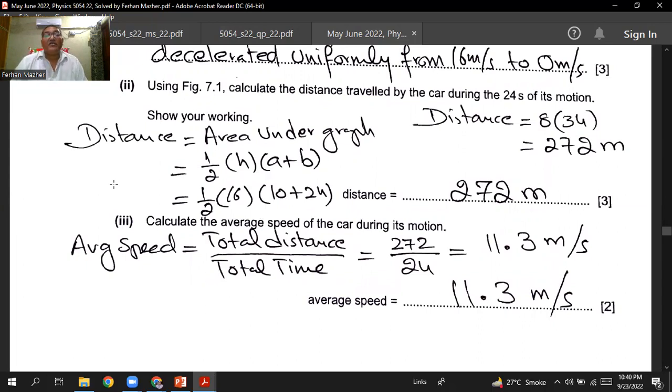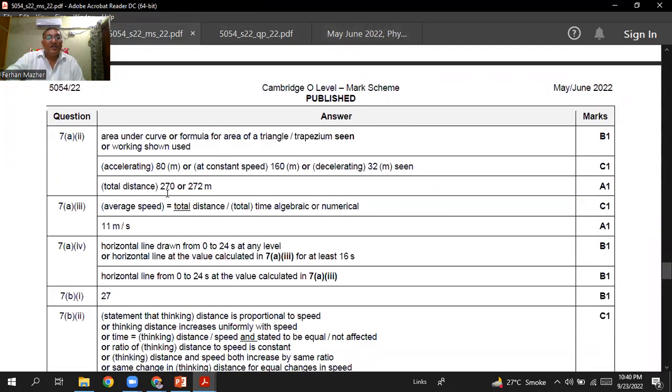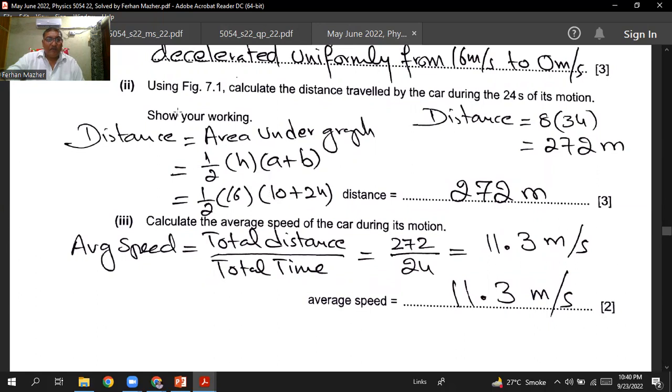So 2 and 16 will be cancelled, and you will have 8 into 34, and that will be 272 meters. So the distance traveled is 272 meters. It's a 3 marks numerical. So it will be 272 meters. Okay, so our answer is right.